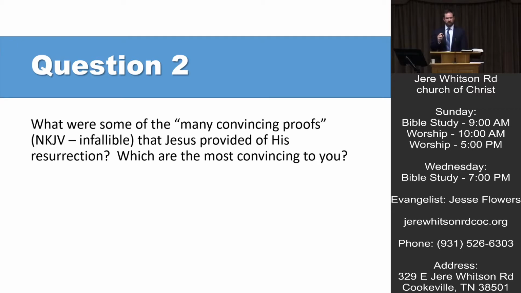What were these many convincing proofs or infallible proofs of? He was proving what? That he'd been resurrected, that he was alive, right? In the Greek, the word order is right after the word proofs is that he was alive, right? And so I think my New American Standard puts the word alive earlier in the sentence, and it's less impactful. To these, he presented himself alive by many convincing proofs, right? So what were some of those? How did he do that?